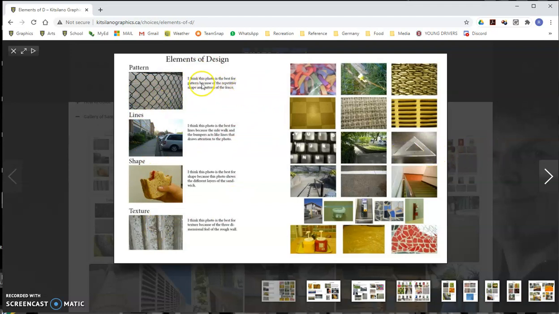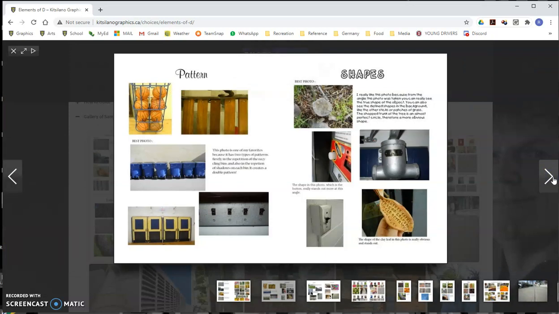So for the best one, you're going to give me your explanation, but you should show me all the other images as well. So in this case, you can see the pattern of the fence. You can see the lines of the sidewalk. The shape of the half-eaten sandwich is sort of interesting, and the texture of the roughness of the wall is also an interesting texture. So similarly, this person, they laid it out, they put all the photos together. That will work well for your web blog.